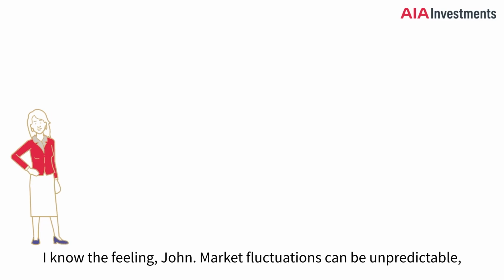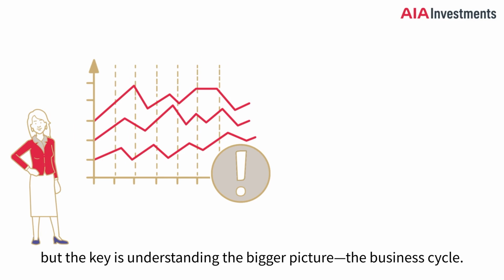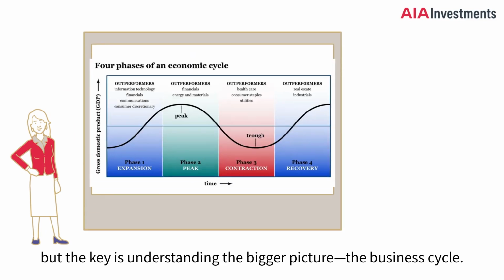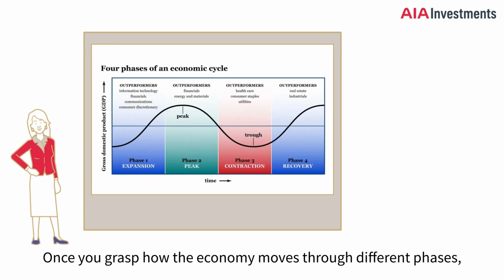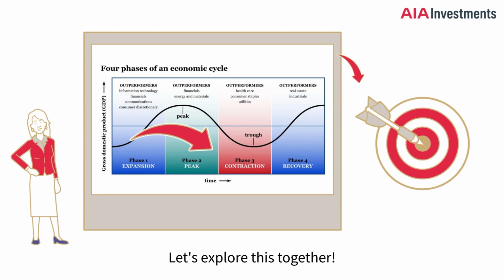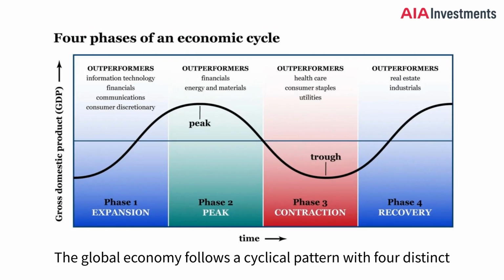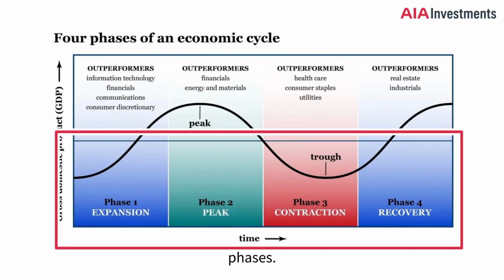"I know the feeling, John. Market fluctuations can be unpredictable, but the key is understanding the bigger picture, the business cycle. Once you grasp how the economy moves through different phases, you'll be able to make more informed investment decisions. Let's explore this together." The global economy follows a cyclical pattern with 4 distinct phases.